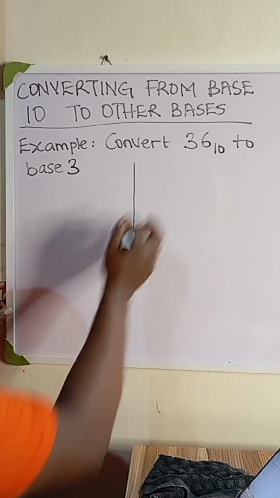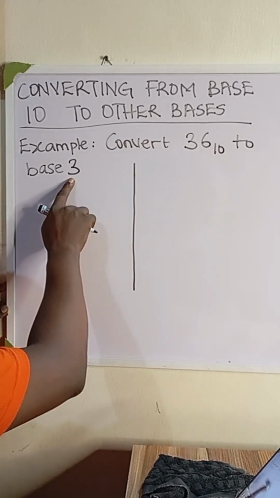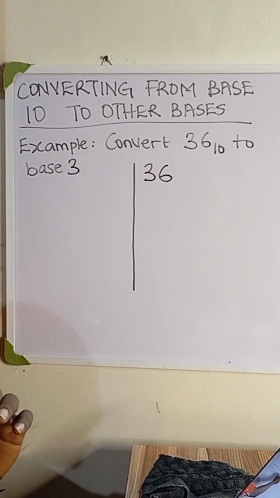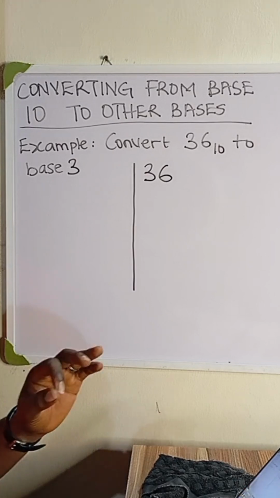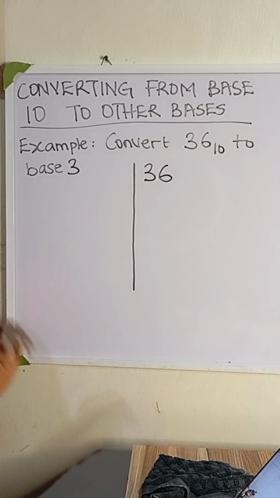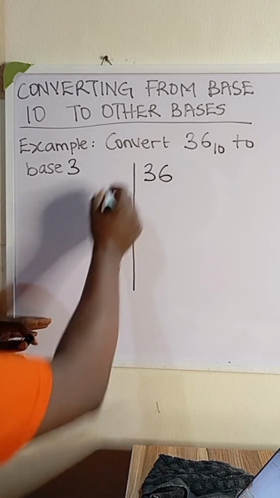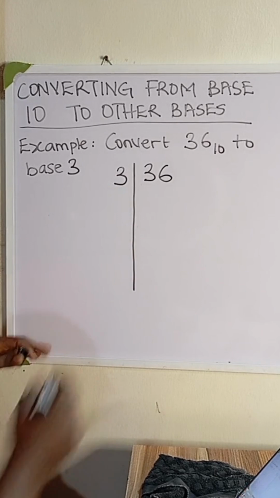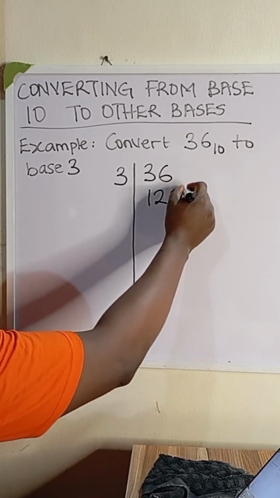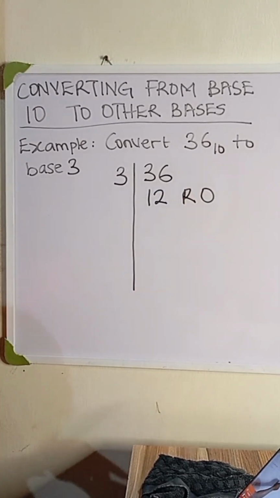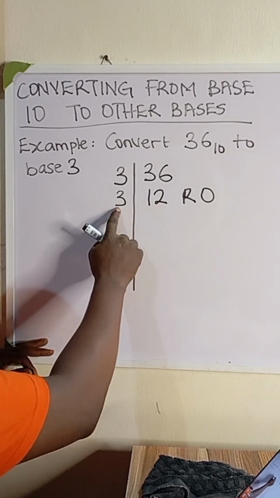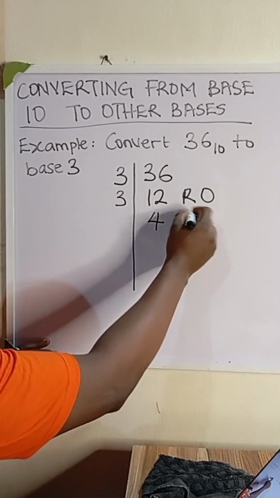Okay, so let's continue. 36 base 10 we are converting to base 3. Since we are converting to base 3, we are now dividing by 3, not 2. You divide by the base you are converting to. 36 divided by 3 gives us 12, remainder 0. Then we divide again by 3. 12 divided by 3 gives us 4, remainder 0.